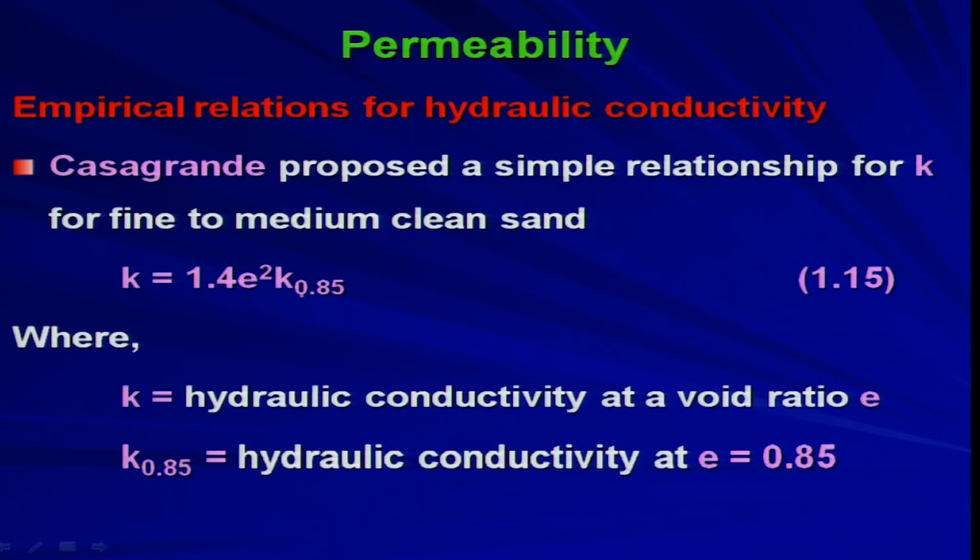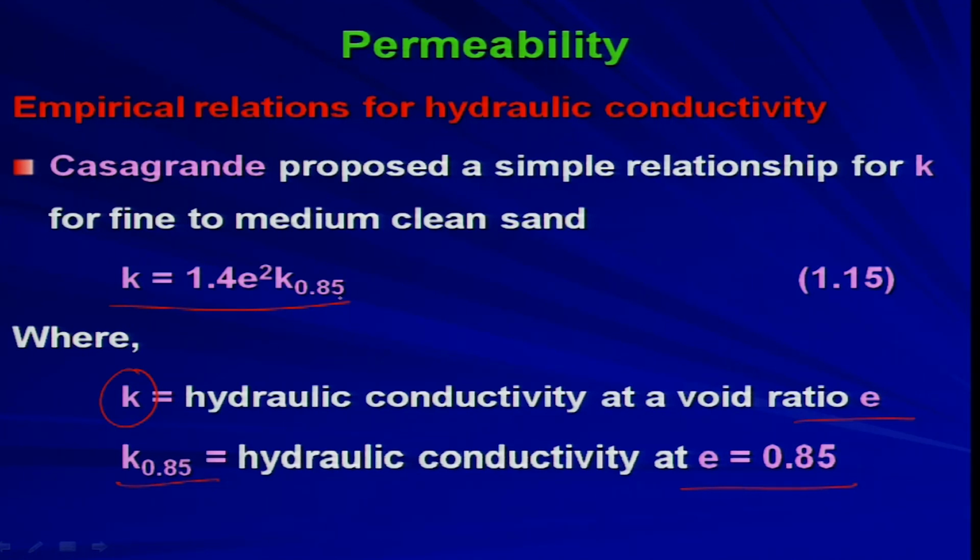Now, you have to find out K 0.85, which is nothing but the hydraulic conductivity or the coefficient of permeability at void ratio equal to 0.85. So, for the same sand, you obtain the hydraulic conductivity from some laboratory experiment at this void ratio 0.85, or whatever void ratio is available with you. Corresponding to that void ratio, you can find out K from this expression.